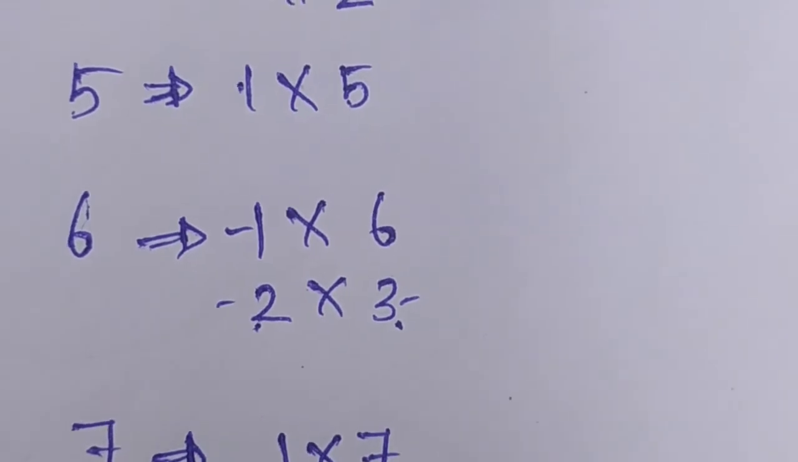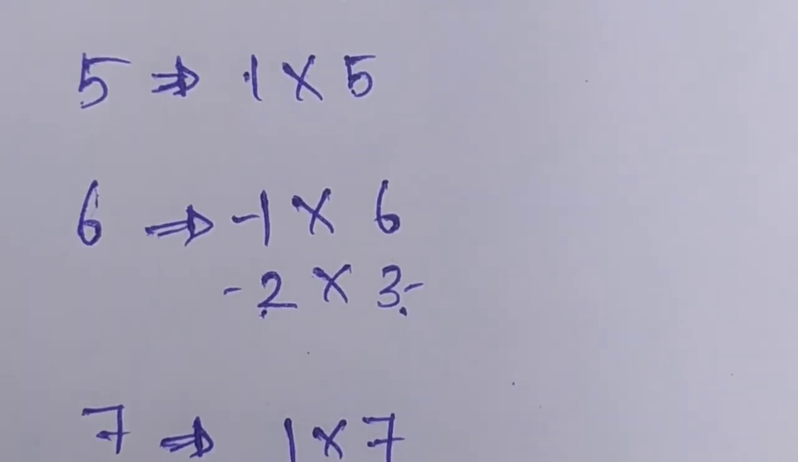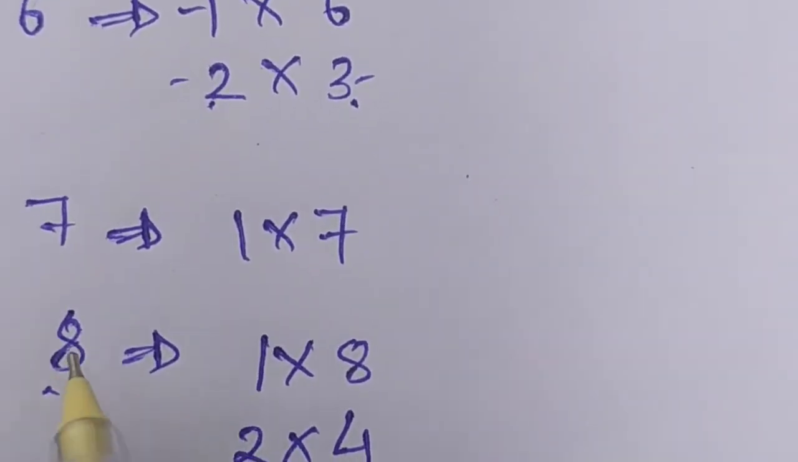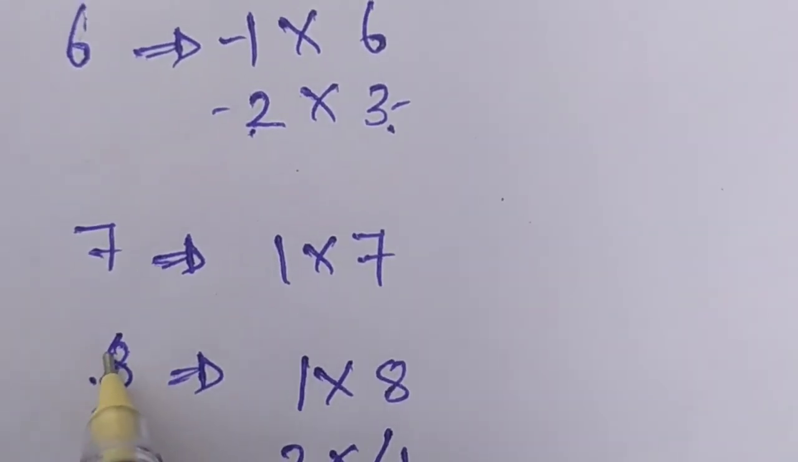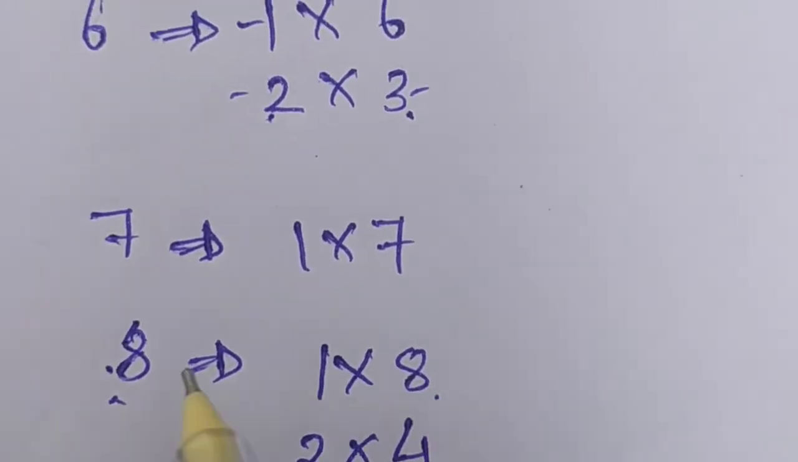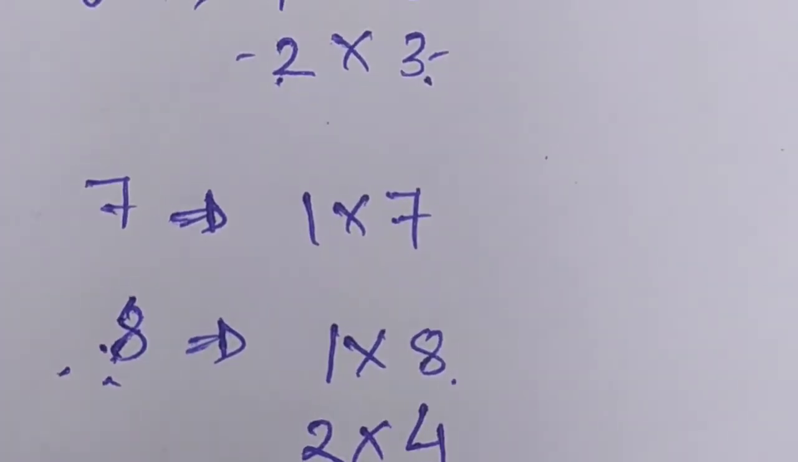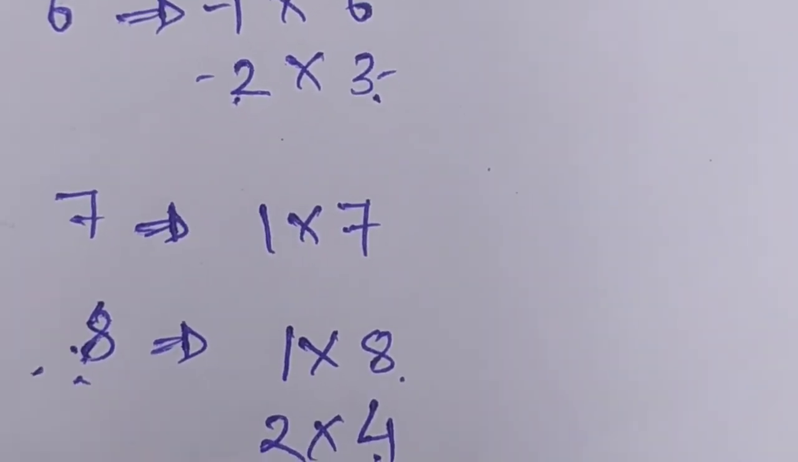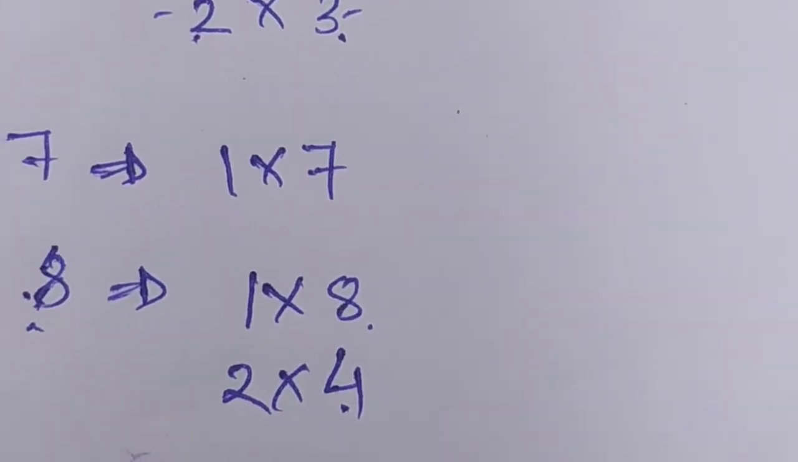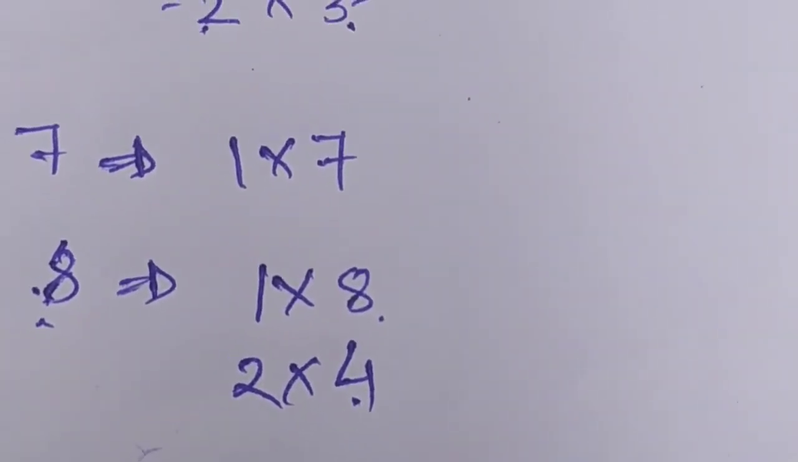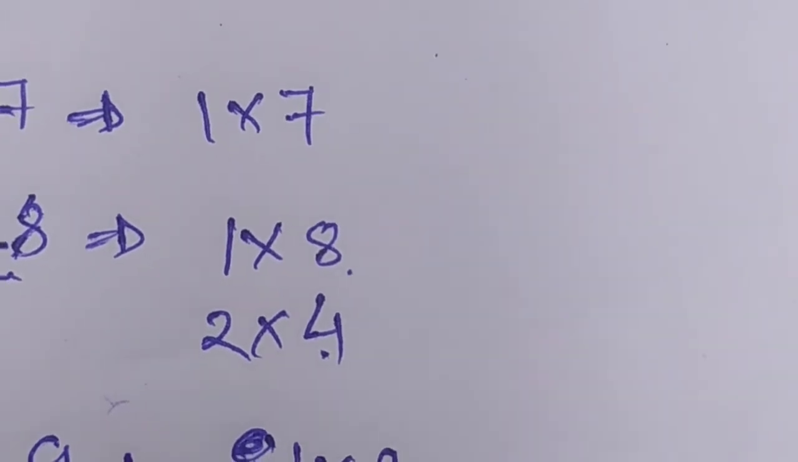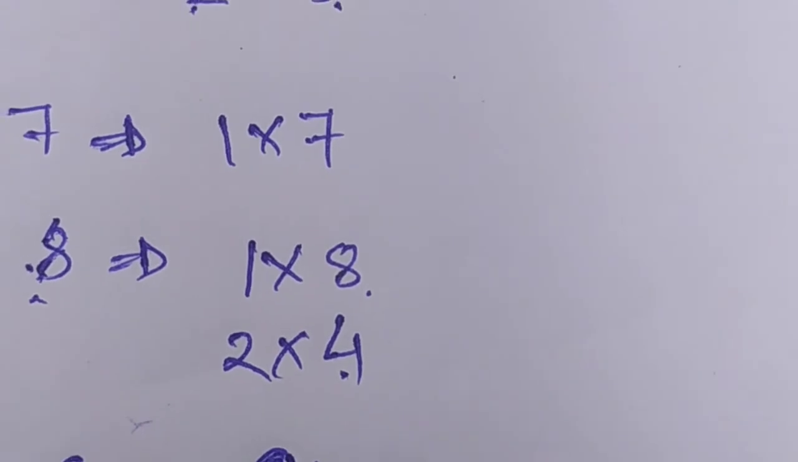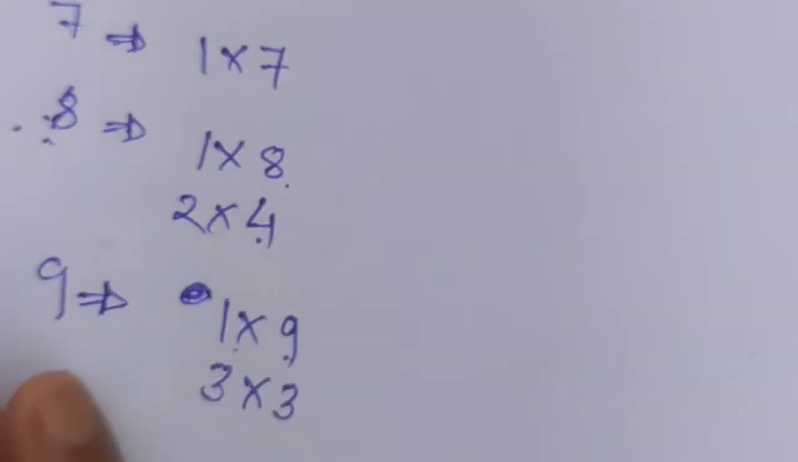8. 1 into 8 is 8. 2 into 4 is also 8. The 3 table will not give 8. Then 4 into 2 is 8, and 5 and 6 will not go. Then 8 into 1 is 8. Now 9. 1 into 9 is 9. The 2 table will not give 9. 3 into 3 is 9. 4, 5, 6, 7, 8 will not go, but 9 into 1 is 9.